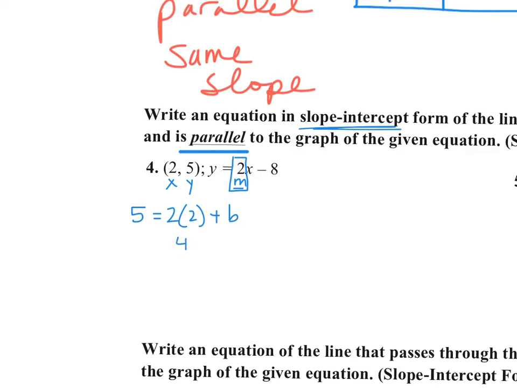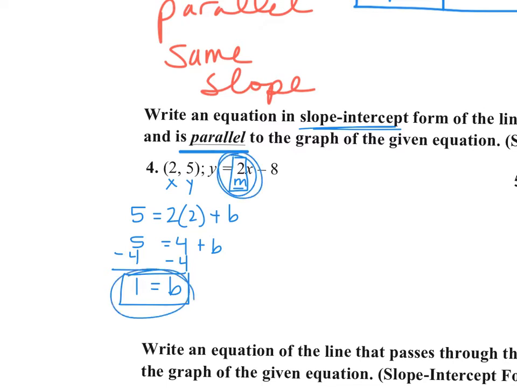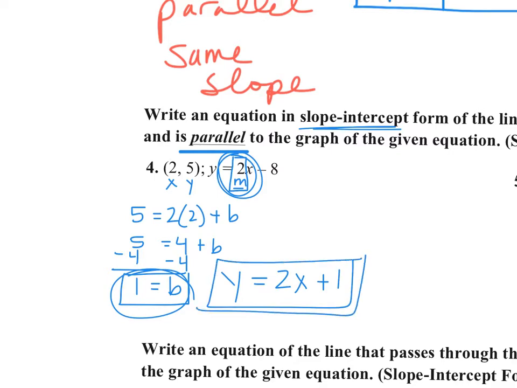2 times 2 is 4. And then we're going to take that 4 away because it's positive right now. I'm going to subtract it. And that means I have a b that is 1. So to put it into slope-intercept form, I have a slope, I have a y-intercept, I just need to plug it into the formula. Y equals 2x plus 1 would be my answer.